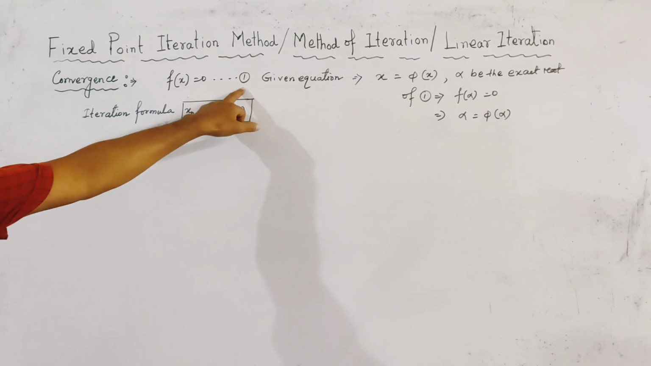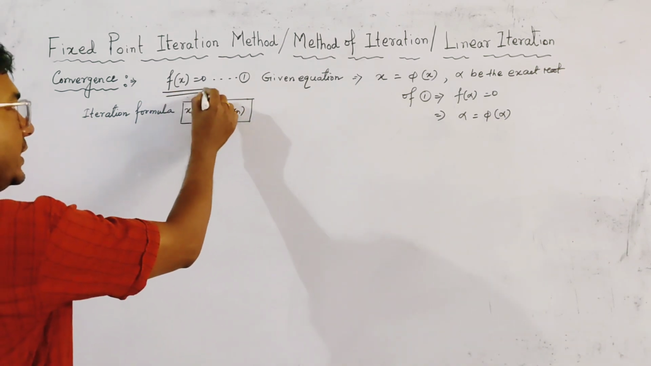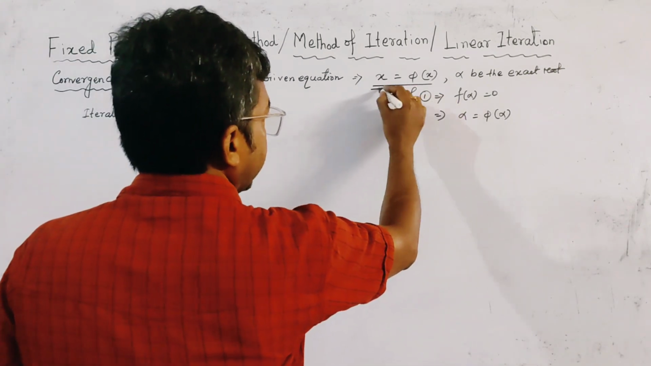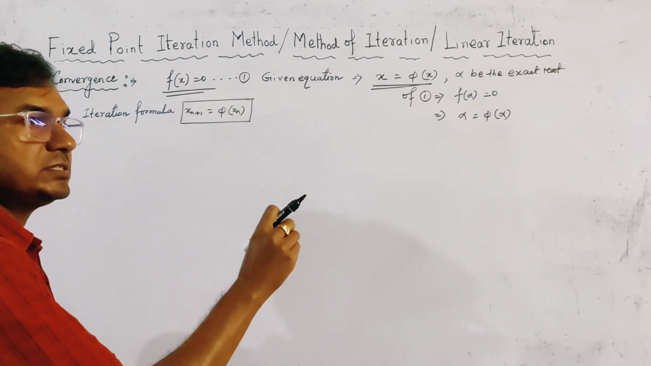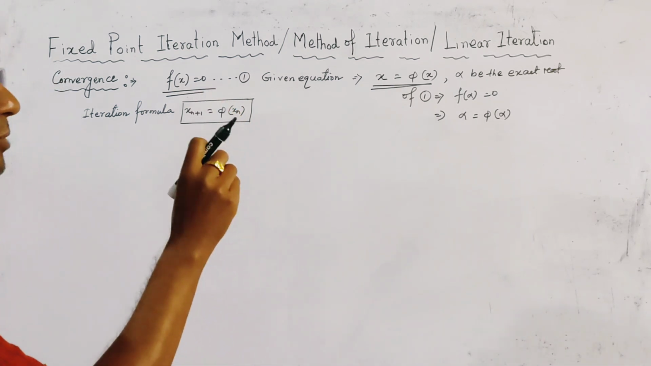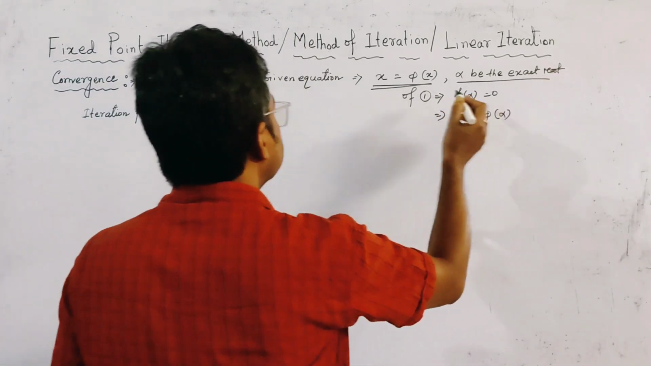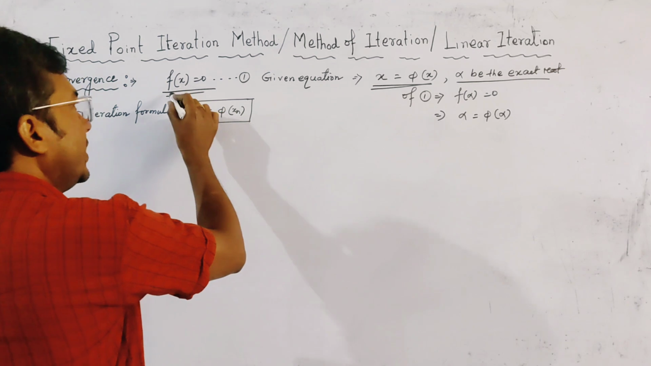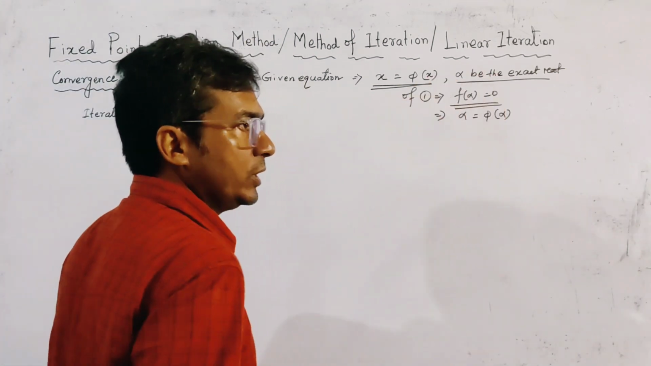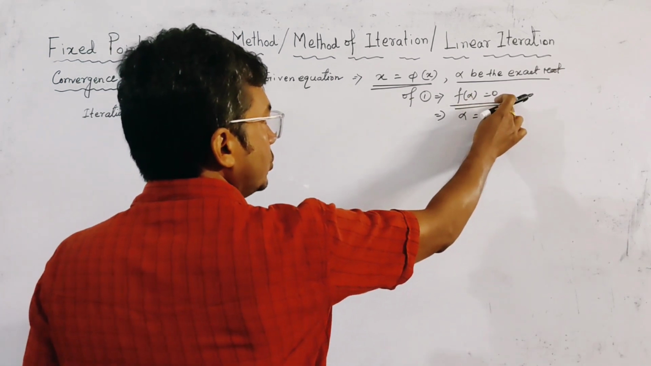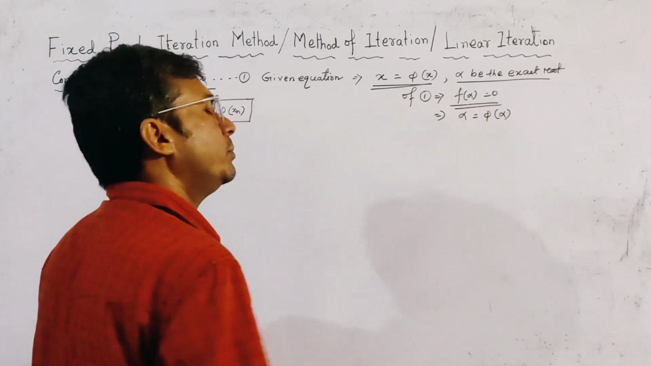It is named as relation number 1, and we first rewrite this equation in this method as x = phi(x). Here phi(x) is continuously differentiable in the initial interval of approximation, and let alpha be the exact root of equation 1, that is, f(x) = 0. So we get f(alpha) = 0, and since f(alpha) = 0, we must write alpha = phi(alpha).